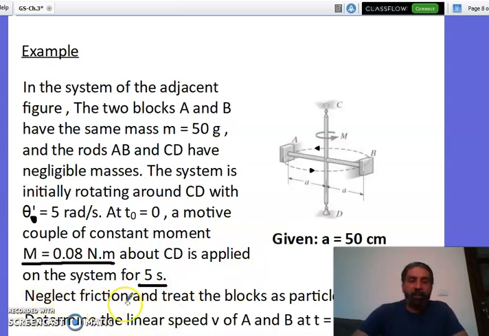Now neglect friction and treat the blocks as particles. Determine the linear speed v of A and B at t equal 5 seconds. Let's solve the example.